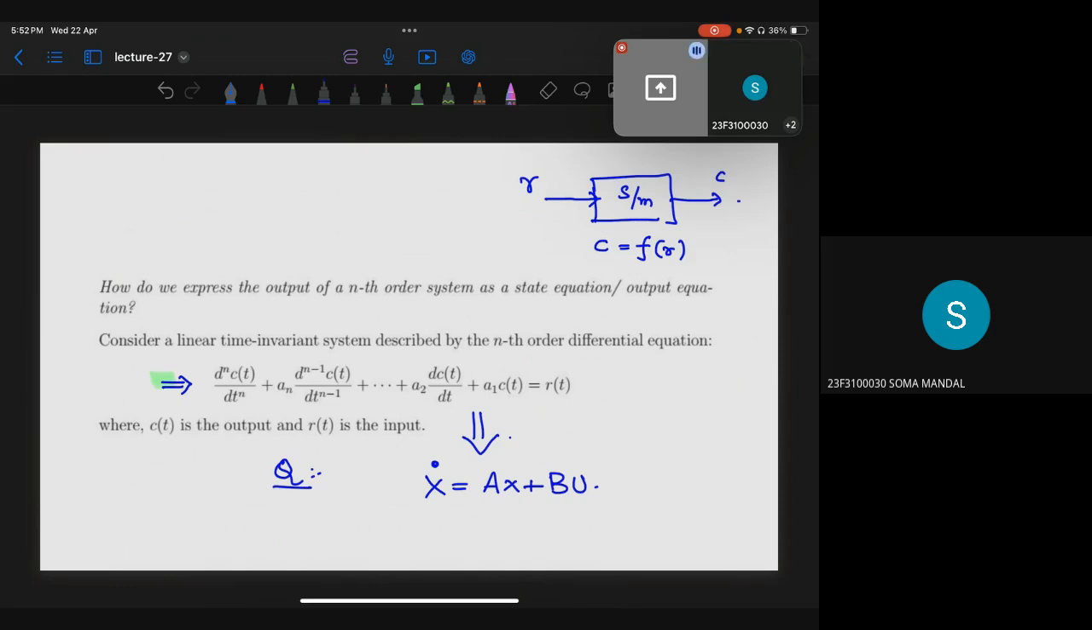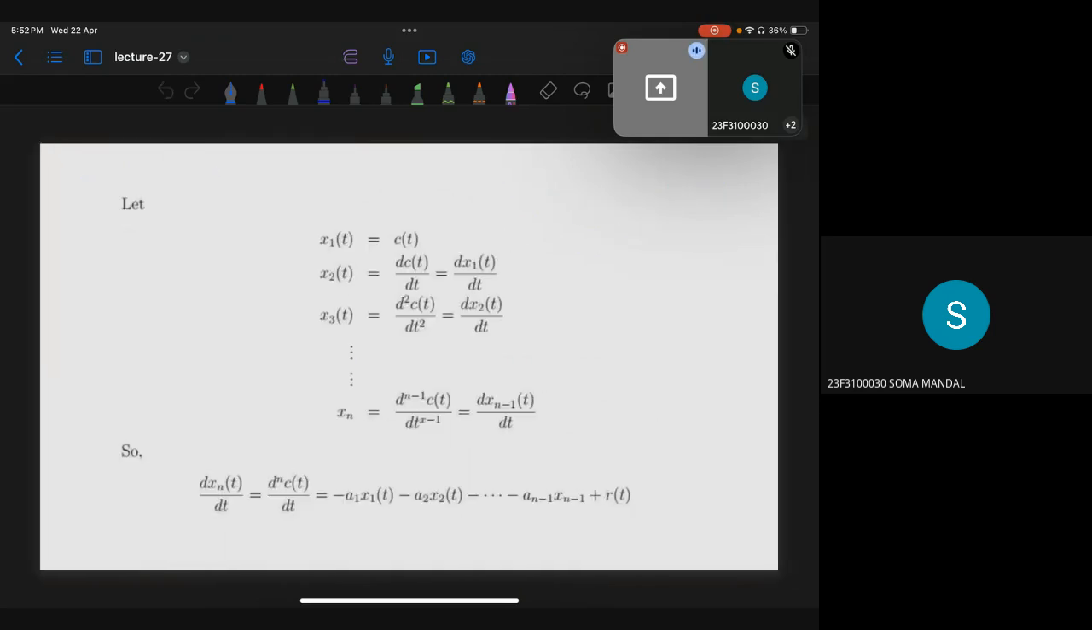If you write the system dynamic equations, you get an nth order differential equation. How do we convert that into AX plus BU? That is called the canonical form or phase variable canonical form. I'll show you one example. What is our main aim here? We want to write x dot is equal to ax plus bu. What is our first step?